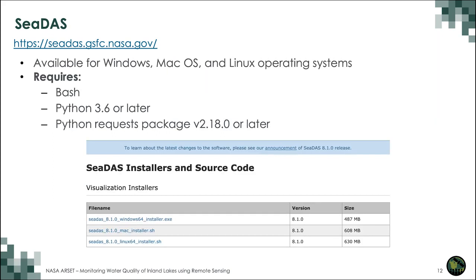It's available for Windows, Mac OS, and Linux operating systems. Earlier, it was not available for Windows, but it is now. And it requires Bash, Python 3.6 or later, Python requests package version 2.8 or later, and installer and source code, they're available from the CDAS website, and the links are available through this slide here.